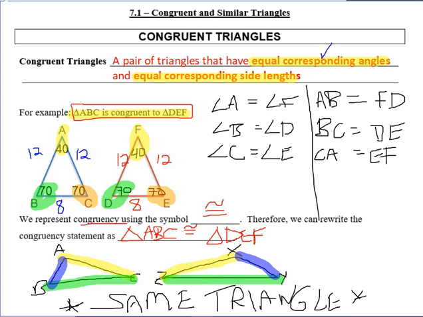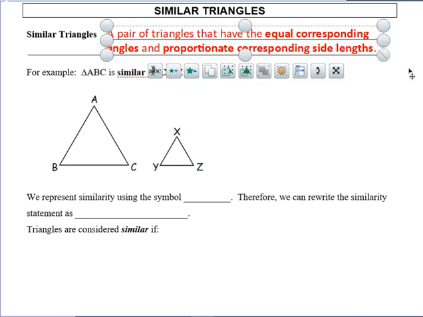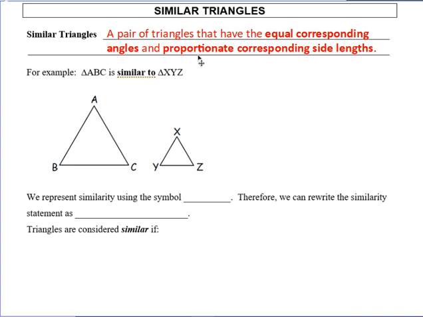Now, similar triangles. Similar triangles are similar to congruent triangles, but they're clearly not the same. If you look at this example down here, you can see that they're not the exact same triangle. So similar triangles are a pair of triangles that have equal corresponding angles, and proportionate corresponding side lengths. Proportionate meaning there's going to be some sort of ratio or proportion between the two triangles, and we will get into that.